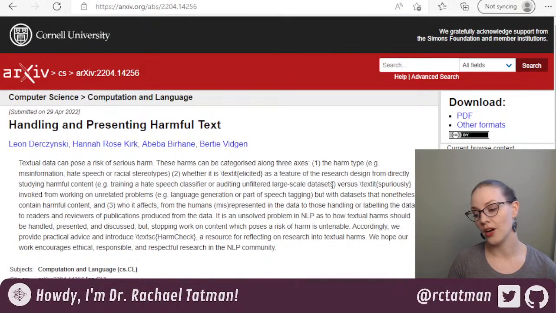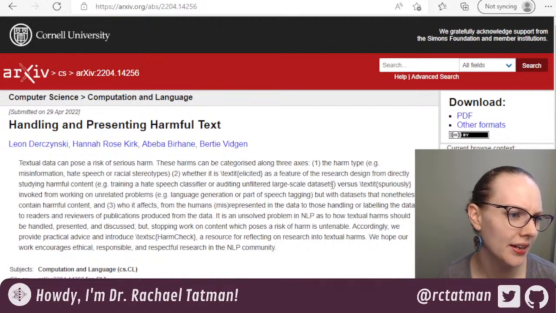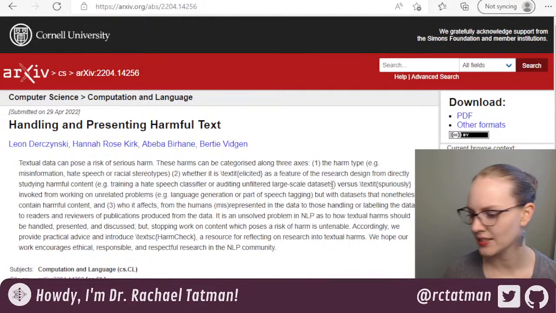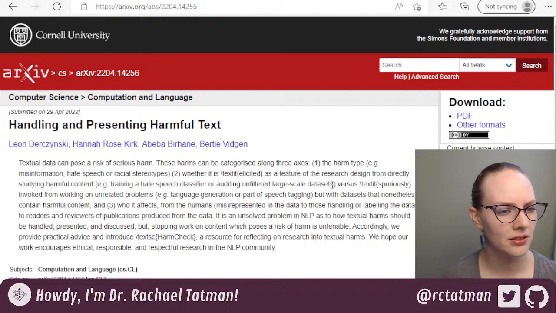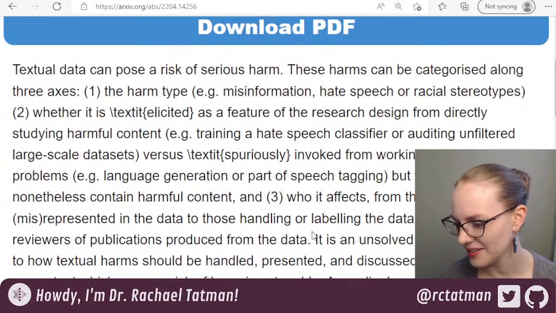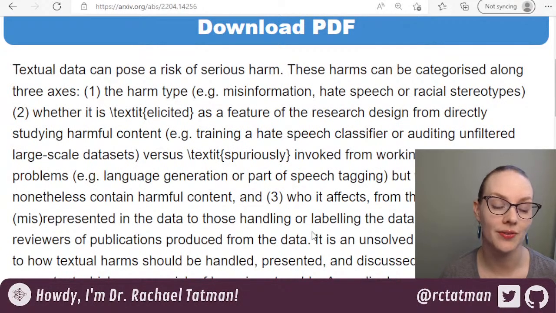Oh yes, another paper I think published this week. Handling and presenting harmful text. So what's going to happen when I zoom in on this? Is it going to get weird? A little bit. Textual data can pose a risk of serious harm.